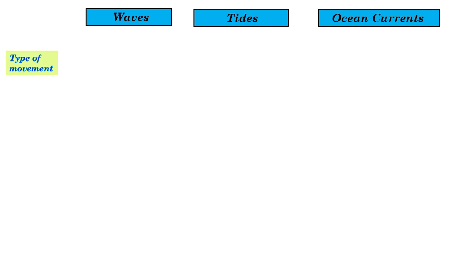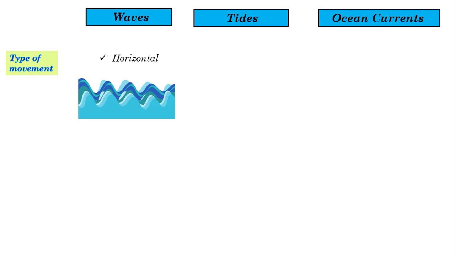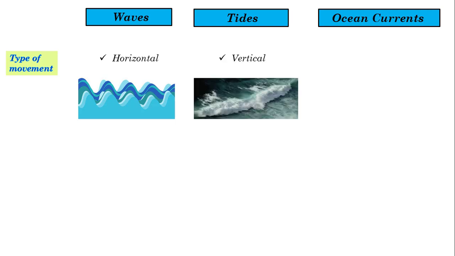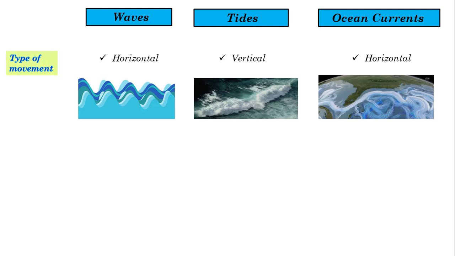Dear students, let's differentiate among the type of movement that occurs in waves, tides and ocean currents. Wave is a horizontal kind of movement in which energy passes through the ocean water in the form of a wave. The vertical movement of ocean water refers to the tides. Currents are primarily horizontal water movement in which rivers of water flow through the oceans.